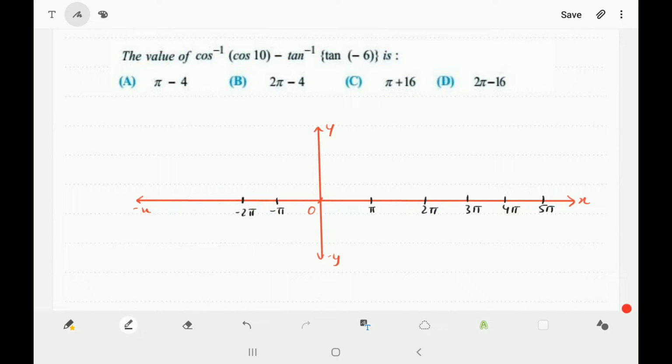In this problem, we have to find the value of cos inverse cos 10 minus tan inverse of tan of minus 6. Now 10 is not in the principal value branch. Similarly, minus 6 is not in the principal value branch. So we will draw the graph and find out the value of both these terms.